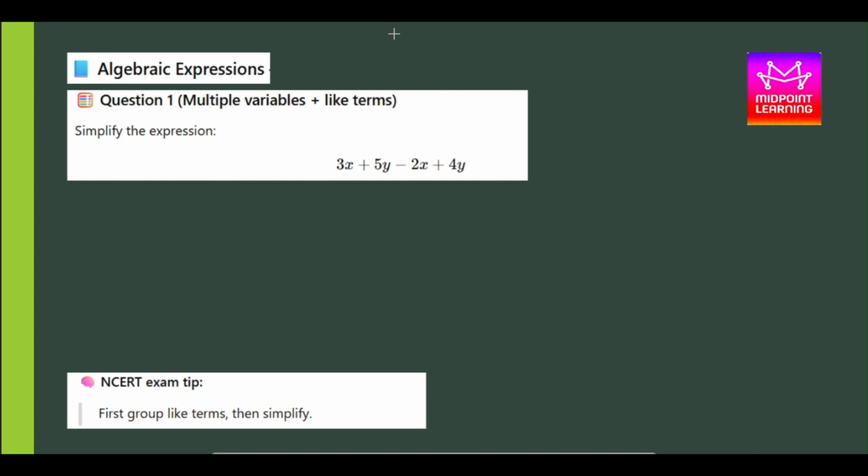So then what do you think? How should we be solving this question? We have to take the like terms together, right? We have to group them together. So let's write it down. 3x minus 2x plus 5y plus 4y. What we did here, we first combined the x terms together, then the y terms, right? So let's try to simplify in groups.